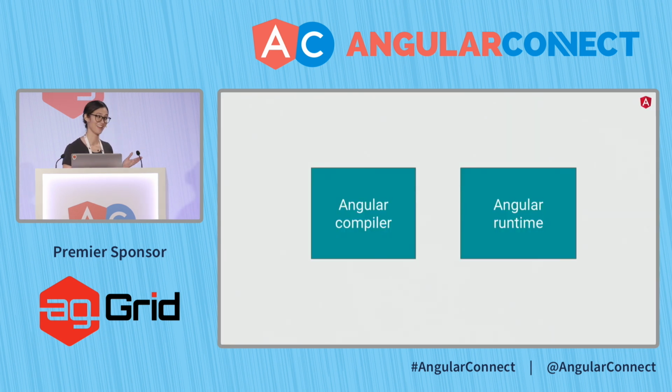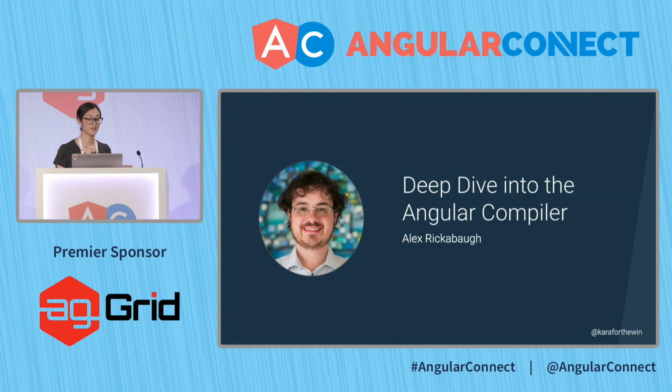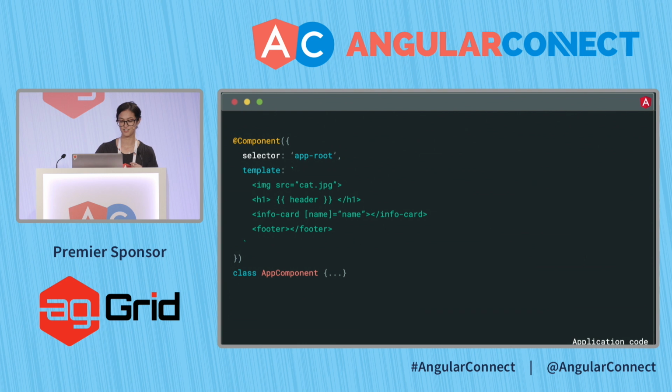So just to jump right in, Angular broadly has two parts. There's the Angular compiler, which is our build time utility, and the Angular runtime. And that's the framework code that ships with your application and actually runs in the browser. Today, we're going to focus on the runtime portion. But if you're interested in how the compiler works, I'd highly recommend checking out Alex's talk from yesterday. It should be on YouTube soon, and the slides are also linked in my presentation.